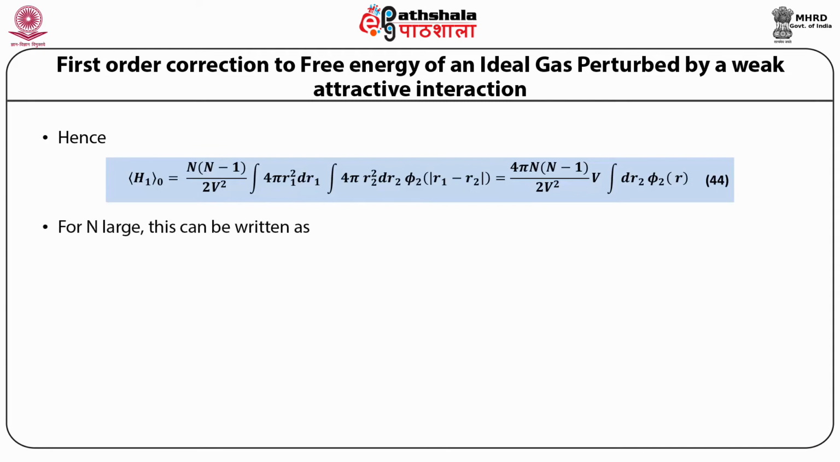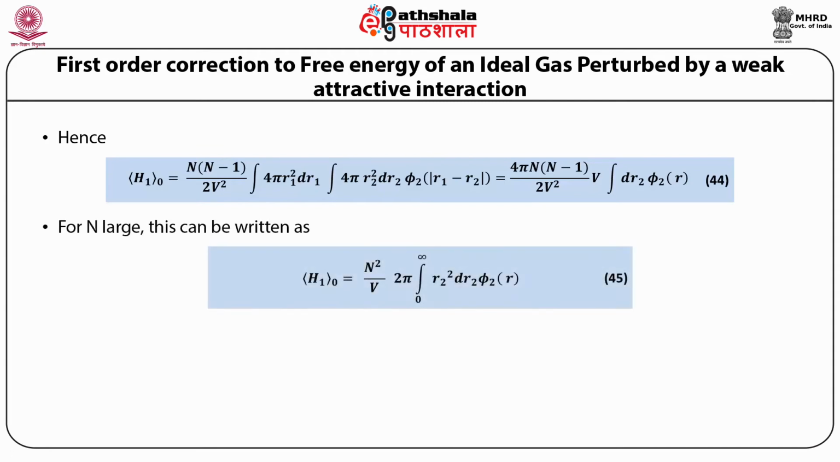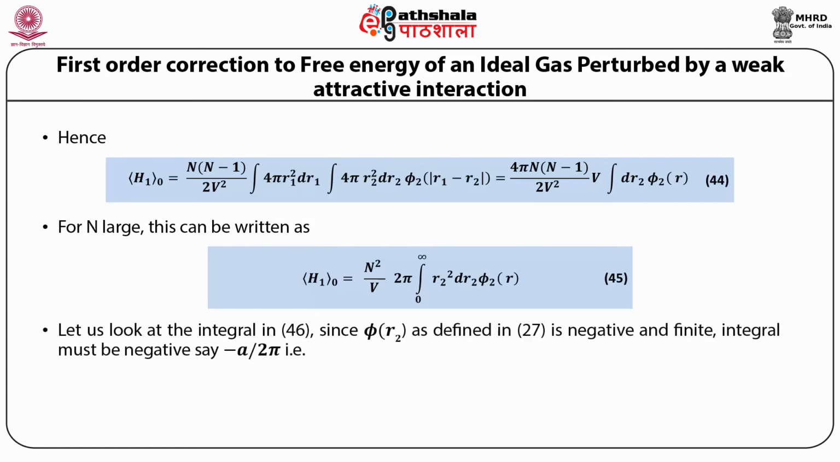For n large, this can be written as the expectation value of h1 evaluated at lambda equal to 0, which is equal to n squared upon v, times 2 pi, times the integral from 0 to infinity of r2 squared dr2 phi of r2. Let us look at the integral in 45. Since phi of r2 as defined in 27 is negative, and phi naught, the integral must be negative, say minus a upon 2 pi. That is, the expectation value of h1 evaluated at lambda equal to 0 is equal to minus a n raised to power 2 divided by v.